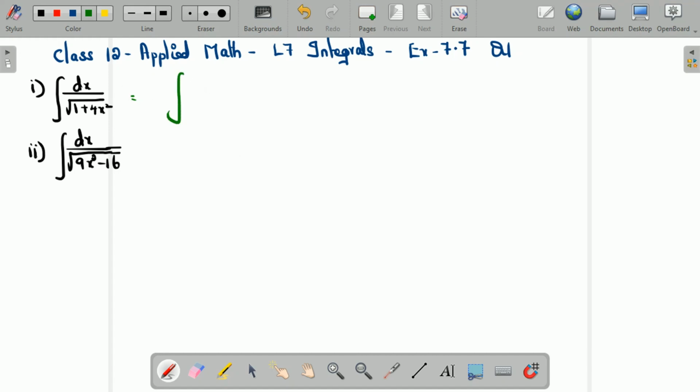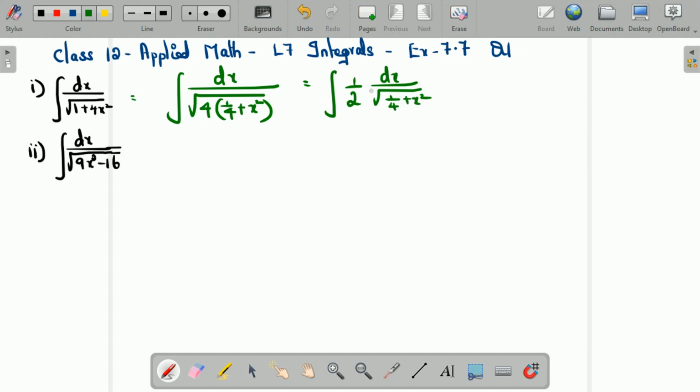So let's do that. So this becomes integral dx root of, from every term inside the square root, I'm taking 4 outside. So 4 into 1 by 4 plus x squared. This way the coefficient 4 is removed from the x squared. Now the next step, I'm going to remove this 4 from the square root itself. So this will become integral 1 by 2 dx by square root of 1 by 4 plus x squared.